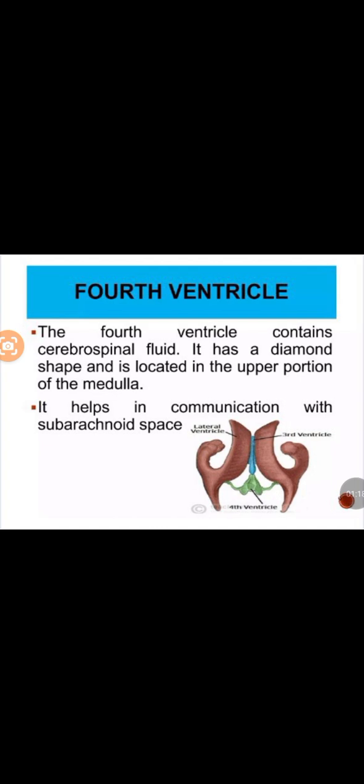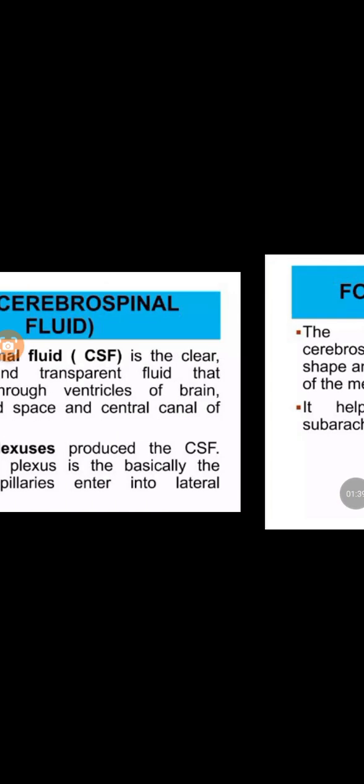Fourth ventricle contains cerebrospinal fluid. Which ventricle contains cerebrospinal fluid? Fourth ventricle contains cerebrospinal fluid. What is the shape of this fourth ventricle? It is a diamond shape and located in the upper portion of medulla. It helps in communication within subarachnoid space.